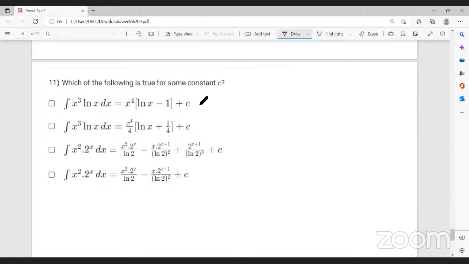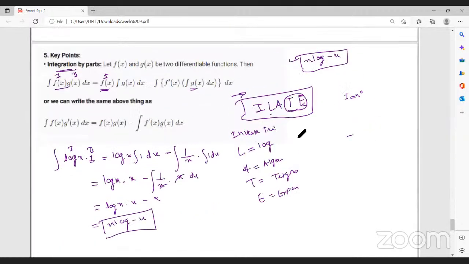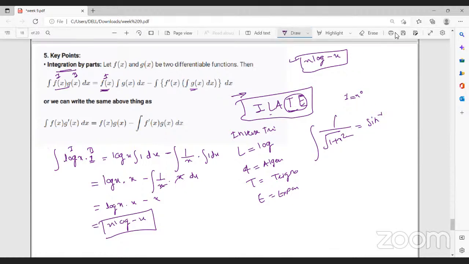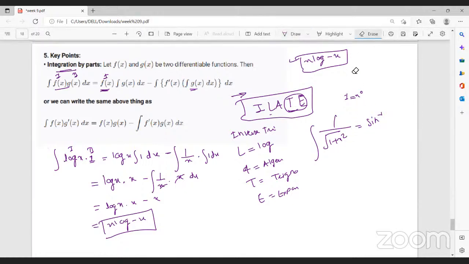Sir, 1 minute. I want to ask something. Just like you did this thing, then 1 by root over 1 plus x square is equal to sine inverse x. This is also done by that way, by parts. Or is this the formula we have to remember? No, no, this is a standard formula, sin inverse of x, right?